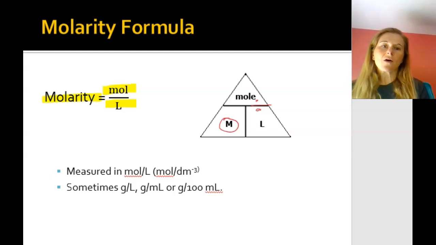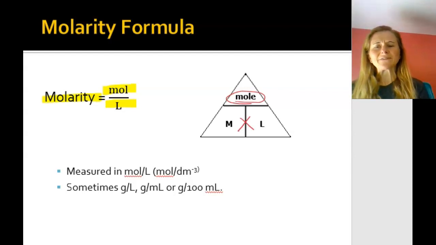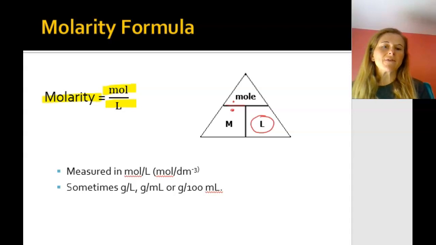If we are solving for moles, then we're going to do molarity times liter. And if we're solving for liters, then we are going to take moles and divide by molarity. So we'll always be given two pieces of information and have to solve for another one.